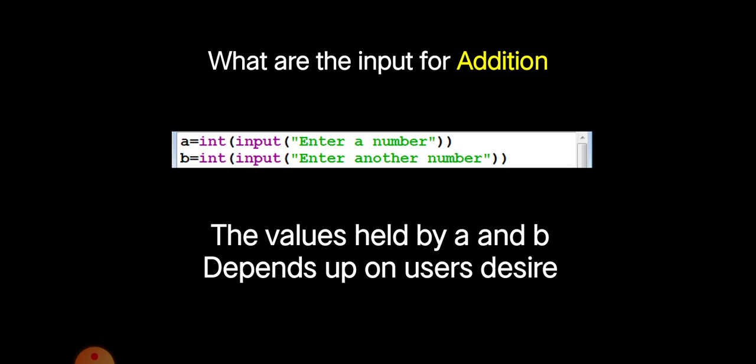The values are given by the user to the interpreter. So, the values of A and B will be entered by the user, that is the executor of that particular program. It depends upon the user's desire. The user can give A the value 10, 15, 11, 1000, 2000, whatever value he desires. That is why we have entered int(input("Enter a number")). Similarly for B, "Enter another number". So what will be the input for addition? It is nothing but A and B.